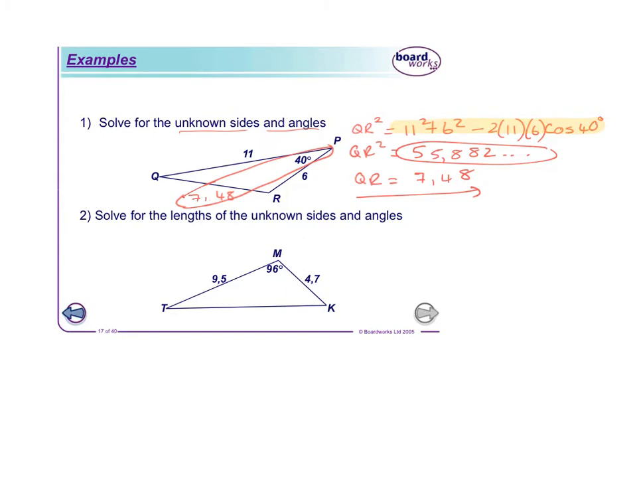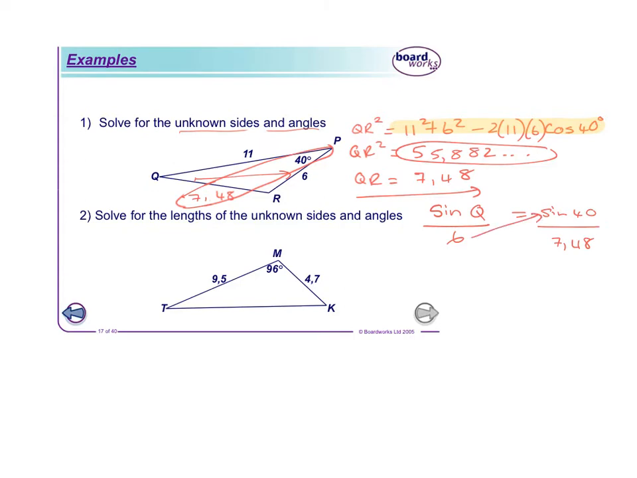All right, so I'm going to work out angle Q first. Angle Q is opposite to the side 6. So I'm going to go with sine of Q over 6 is equal to the sine of 40 over 7,48. Now you're probably thinking, but now we're using the sine rule. It's fine. You can mix the rules. You don't have to use the cosine rule all the time. You can work with the sine rule once you've got enough information.